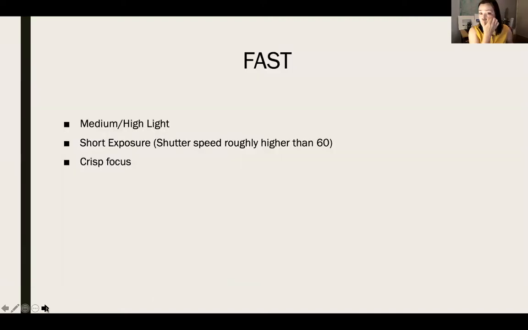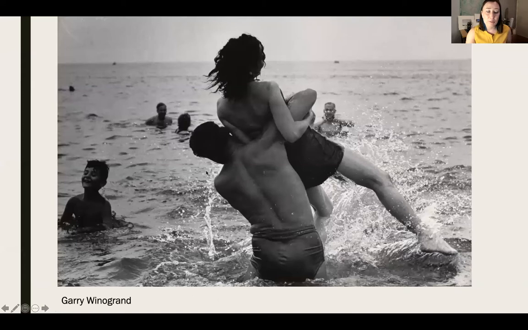All right, so artists who use fast photography, that is a medium to high lighting environment. They're short exposure time, so that's shutter speeds roughly higher than 1/60th of a second, and that's going to be really crisp, clear focus. So it's going to capture the environment in a split second, and you're going to get everything really crisp. So you'll probably want a deeper depth of focus so that as your objects are moving, you can capture that really crisply and nicely with that kind of deep depth of field.